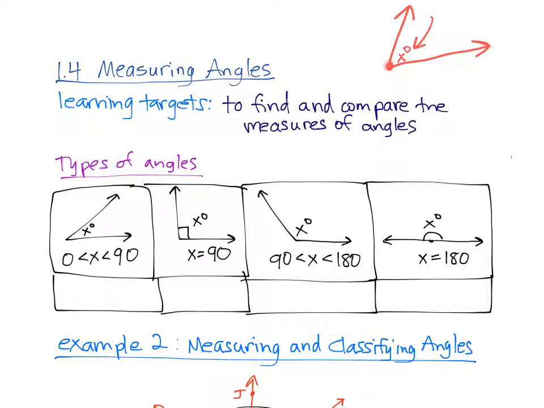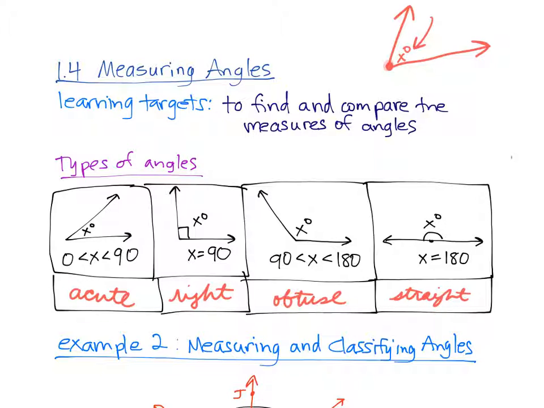We have different types of angles. They have different names for angles depending on their measurement of the angle between the two rays. If it's between 0 and 90 degrees, it's called acute. If it's exactly 90 degrees, it's called a right angle. If it's between 90 and 180, it's called obtuse. And if it's exactly 180, it's called a straight angle. It's also a line.